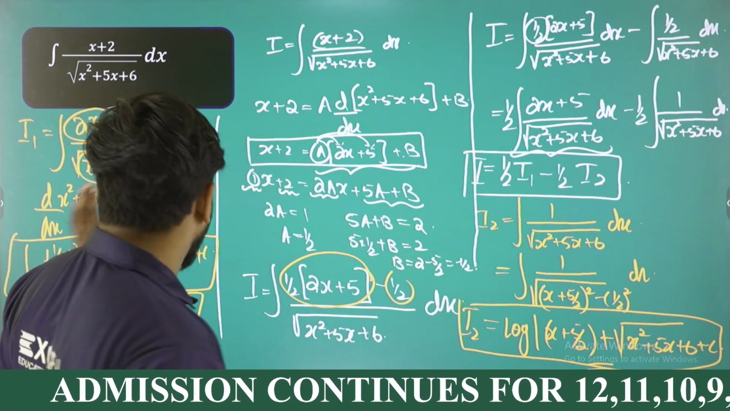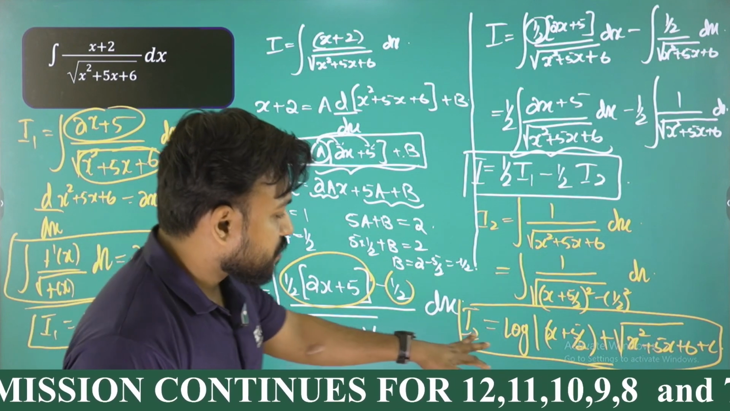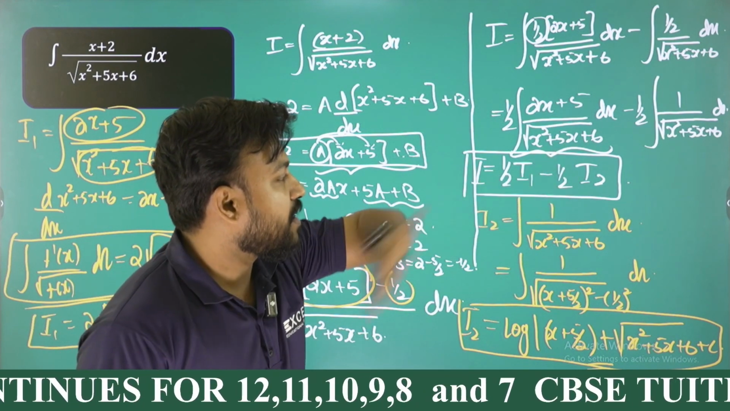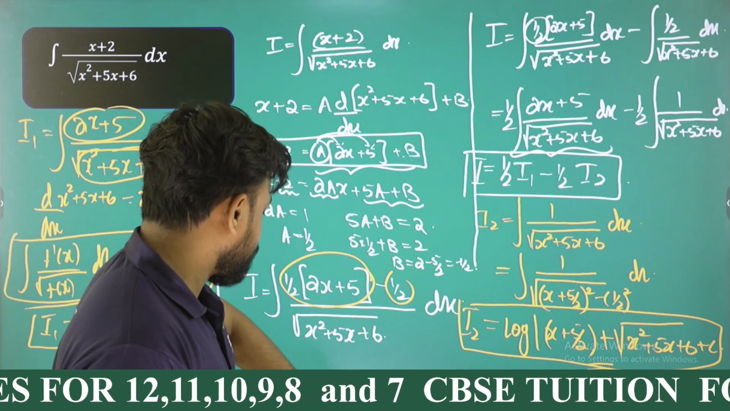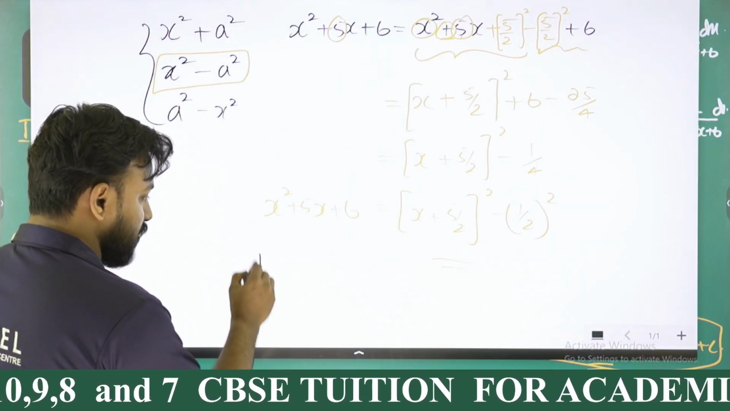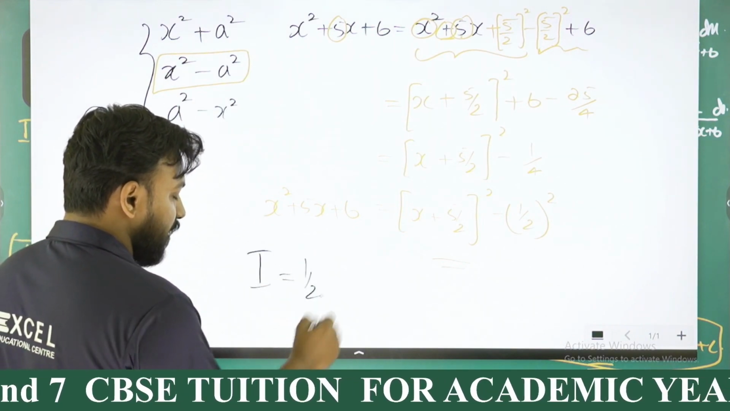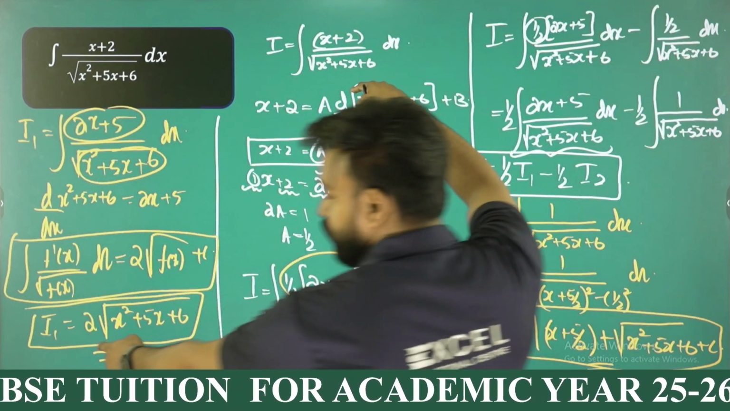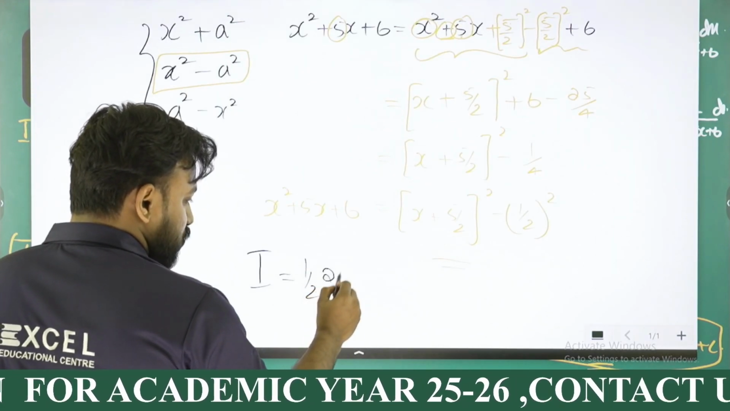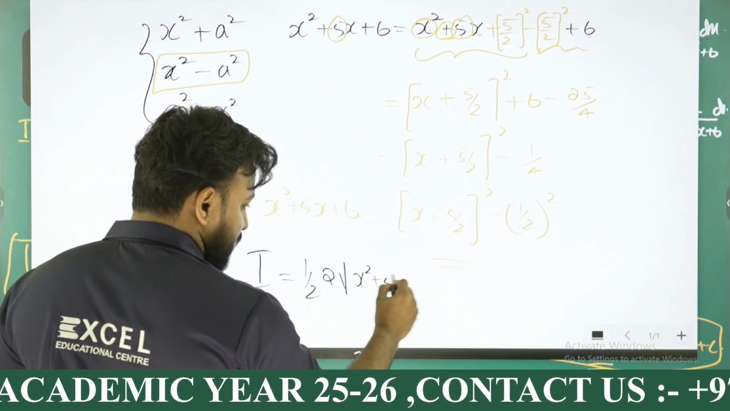So we got I1, we got I2. So now we need what? I is what? Half of I1 minus half of I2. So I is what? Your final answer is what? Half of I1. What is your I1? 2 root of x square plus 5x plus 6.